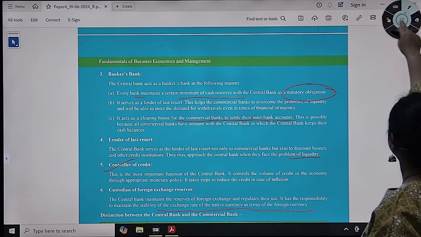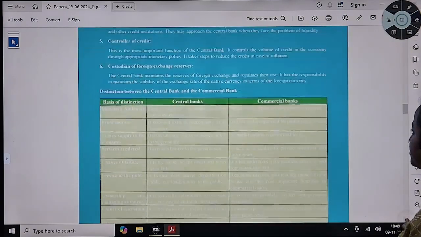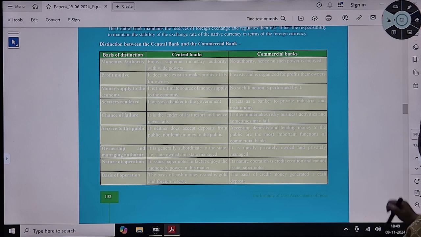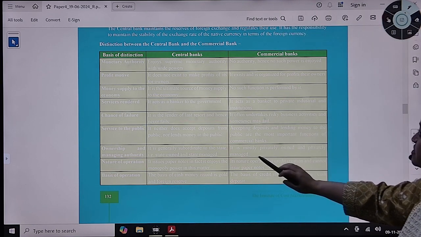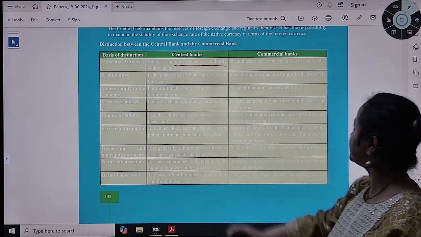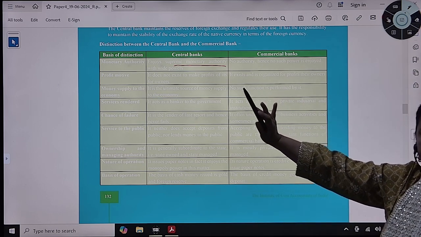Now we'll see the last topic for today, that is the difference between central bank and commercial bank. Here the first one is that the central bank enjoys the supreme monetary authority, and commercial banks have no such authority.